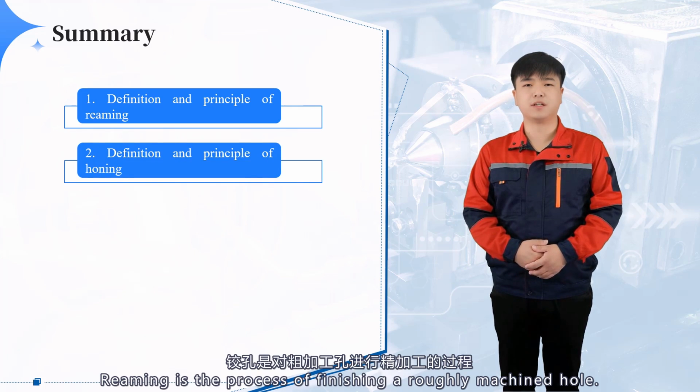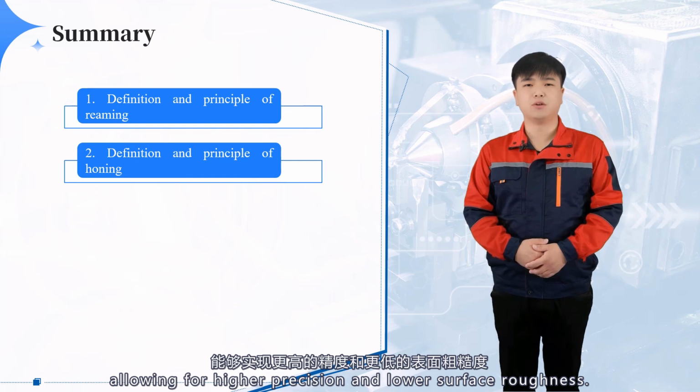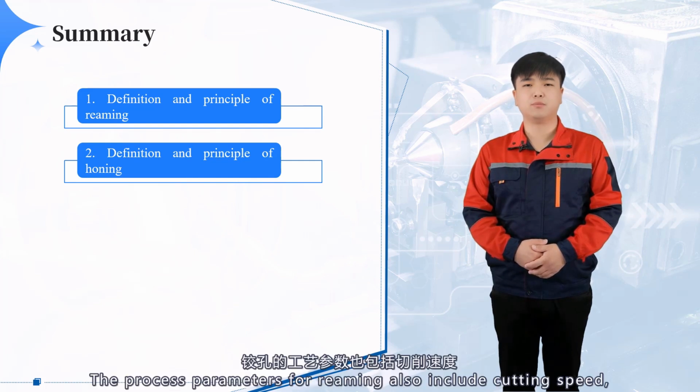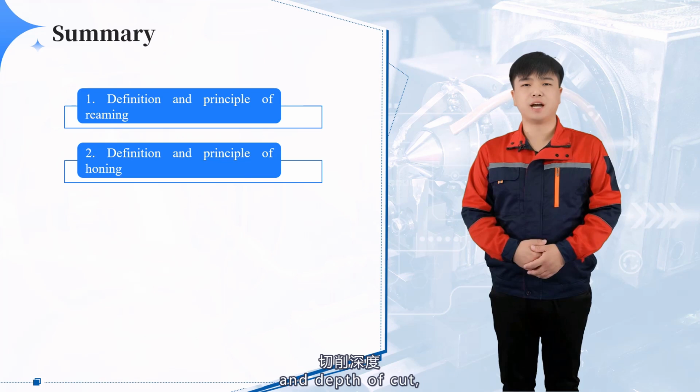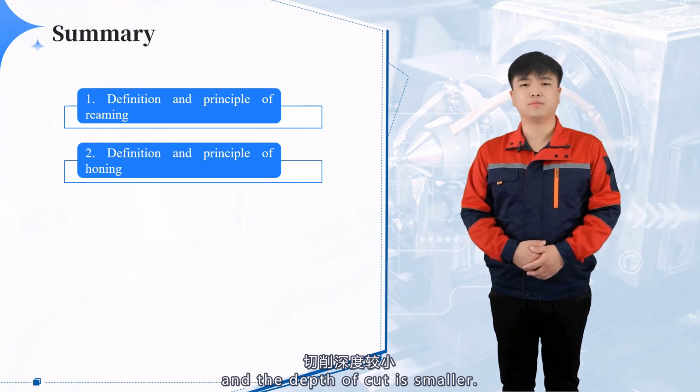Reaming is the process of finishing a roughly machined hole. The reamer has more teeth, allowing for higher precision and lower surface roughness. The process parameters for reaming also include cutting speed, feed rate, and depth of cut, but the cutting speed is generally lower and the depth of cut is smaller.